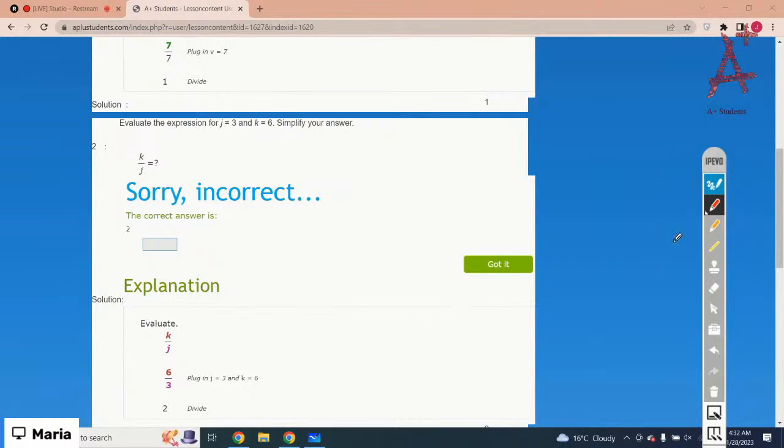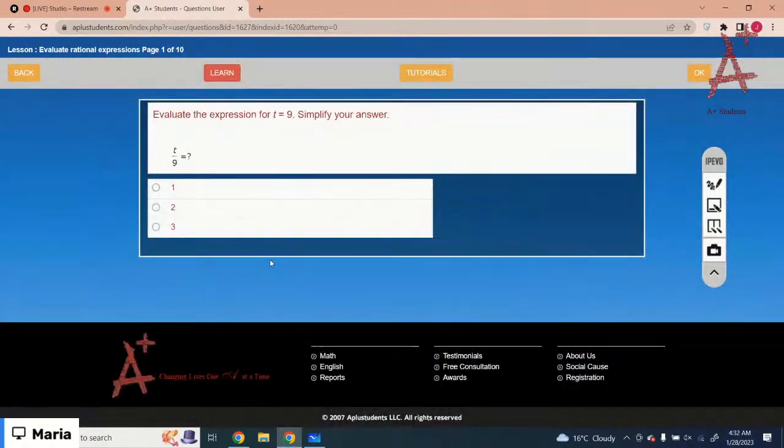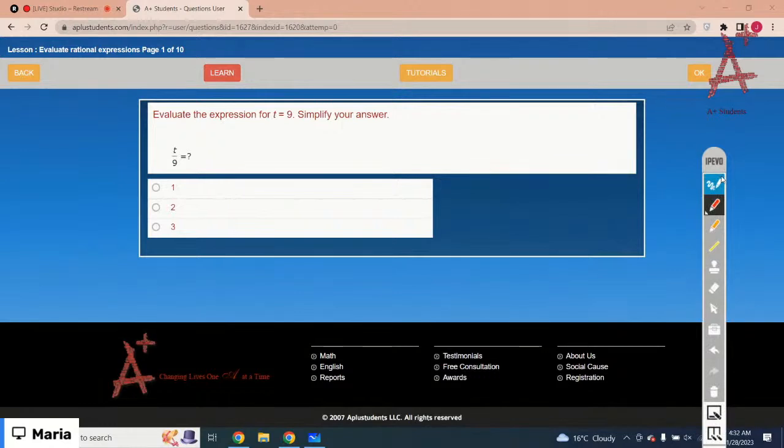Let's just start with the practice questions. Okay, evaluate the expression for t equals 9 and the expression is t over 9. Got it? The expression is t over 9 and the value you are given for t is 9. So just replace the value, 9 over 9 equals 1. Got it? So the correct option is 1.